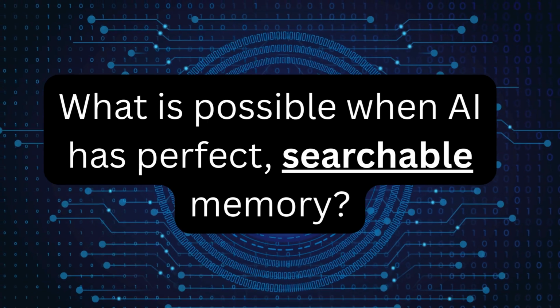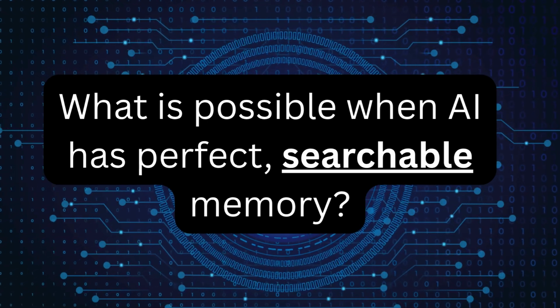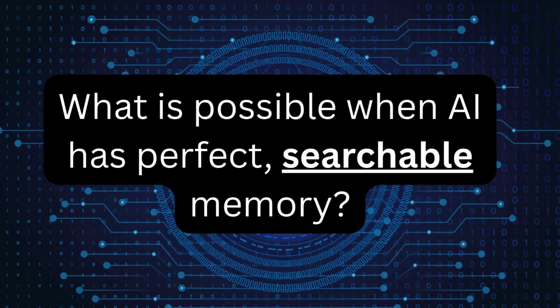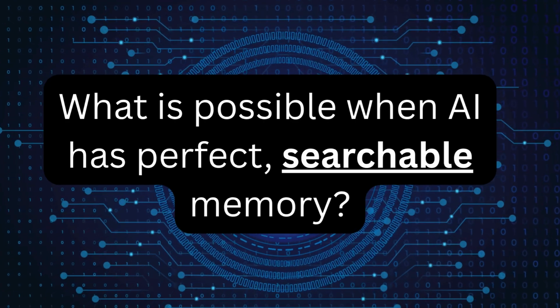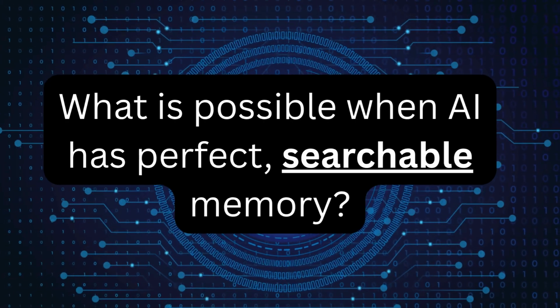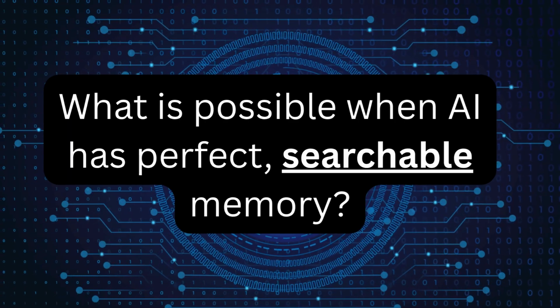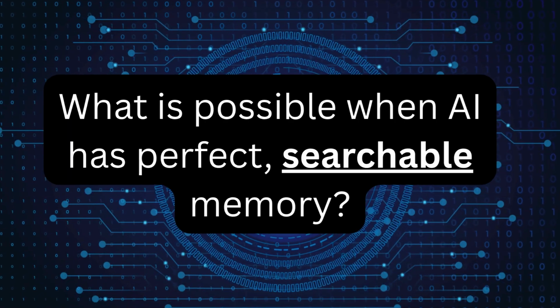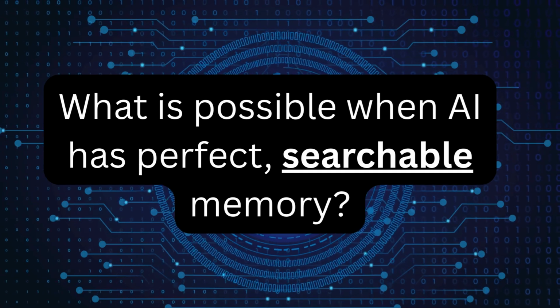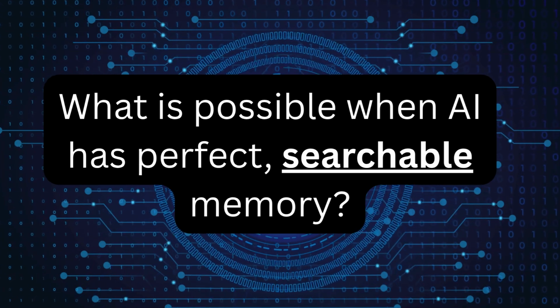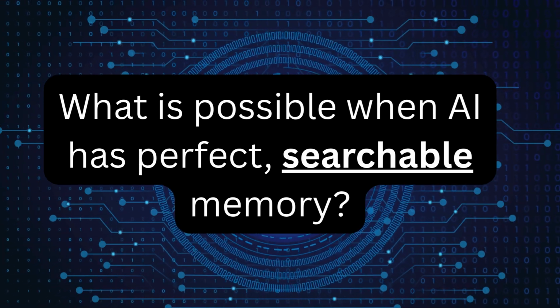Which really brings us to the big final question. Vector databases are so much more than a new way to store files. They are a fundamental building block for the next wave of artificial intelligence. They give our most powerful tools a memory that understands context, relationships, and meaning. So you have to ask yourself, what becomes possible when AI has a perfect, searchable memory? I think we're only just starting to find out.